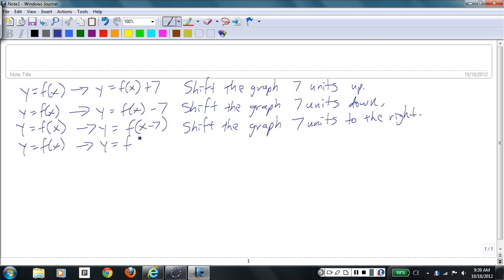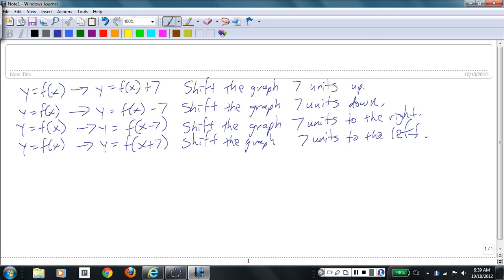Y equals f of the quantity x plus 7. That will shift the graph 7 units to the left. 7 units to the left.